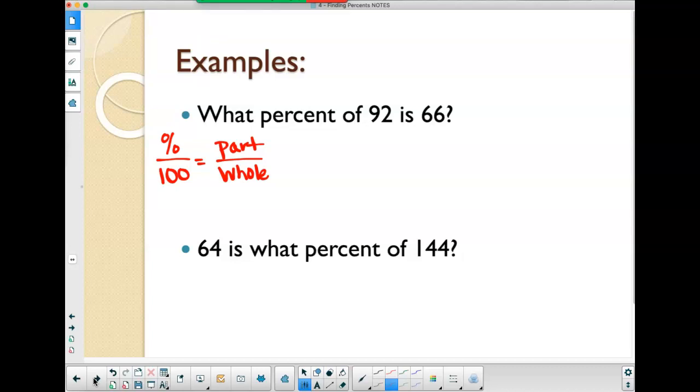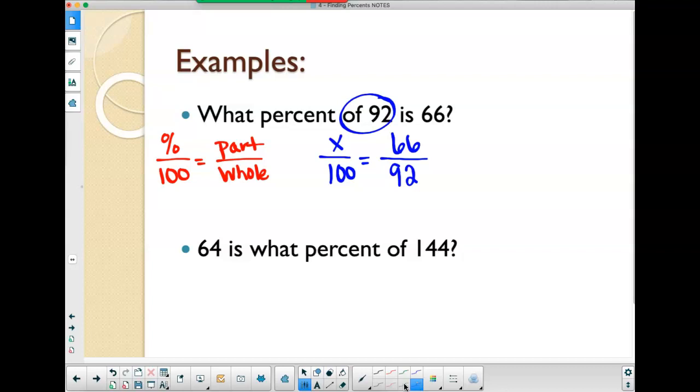Okay, do we know the percent? What percent of 92 is 66? Is there any percents in there? No. So I'm going to put x over 100. What number goes on the top? Which one goes on the bottom? Should I put 92 on the top or the bottom? What do you think, Maya? On the bottom, because it says what percent of 92. So 92 goes on the bottom and 66 goes on the top. And now we solve it.